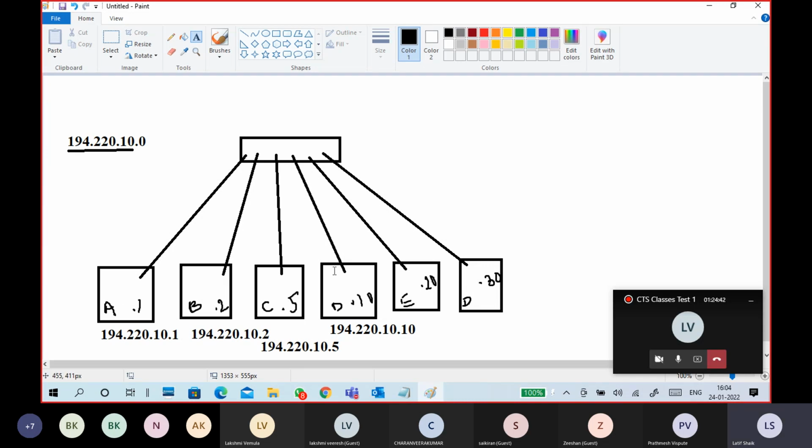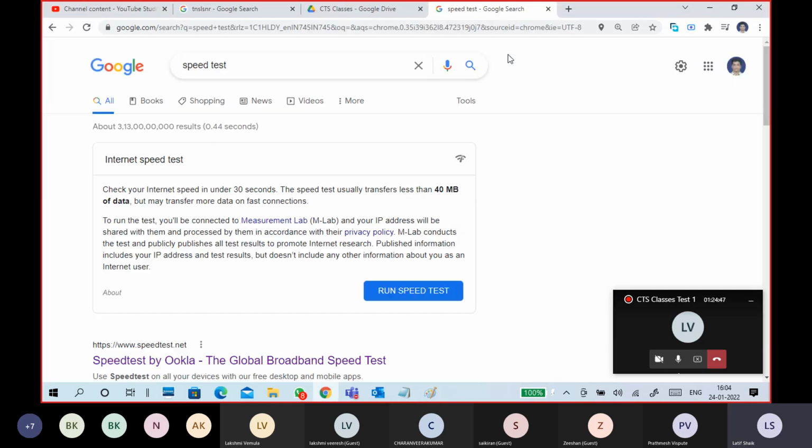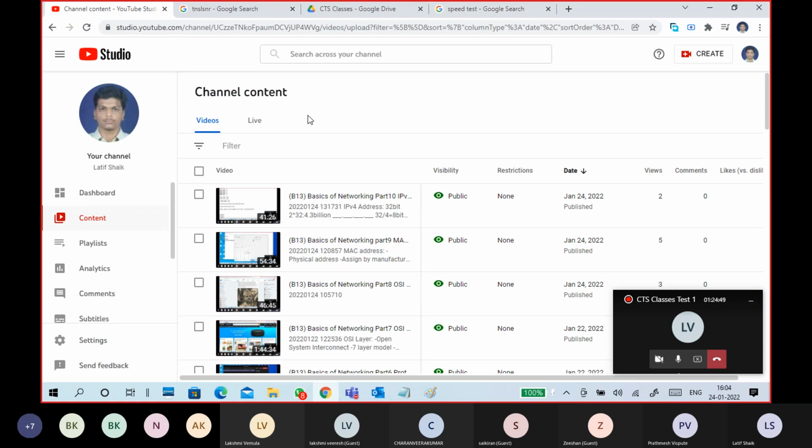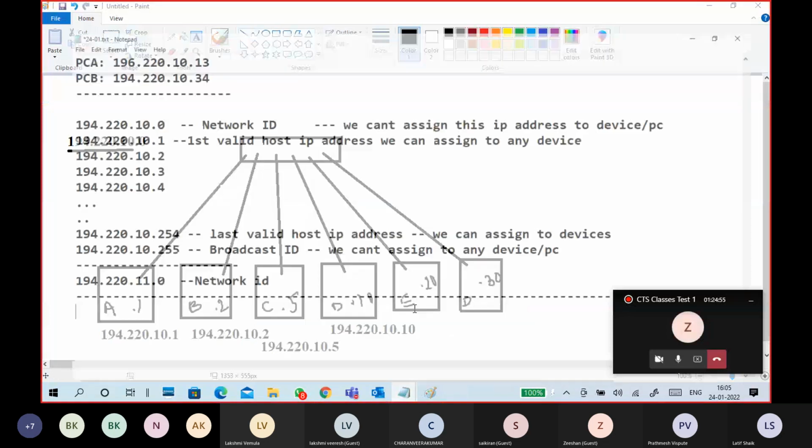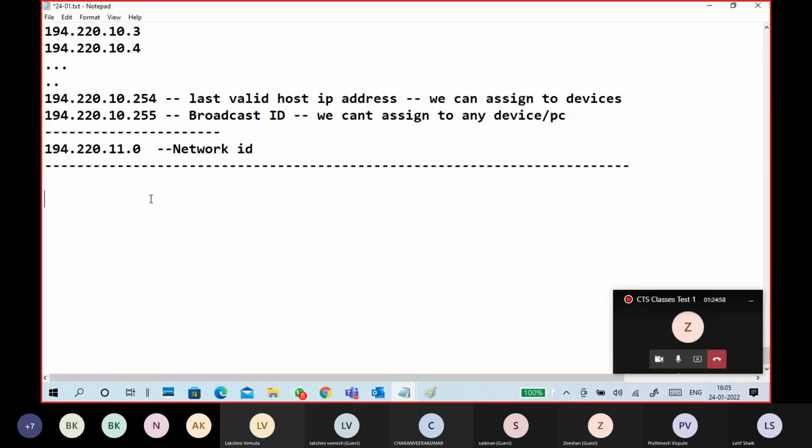Guys, understand this one? Host ID, network ID. Which one must be the same? Which one is not required to be the same? Which is different? Which is not different? Okay, then no one is telling anything, so no problem. So this is one network.